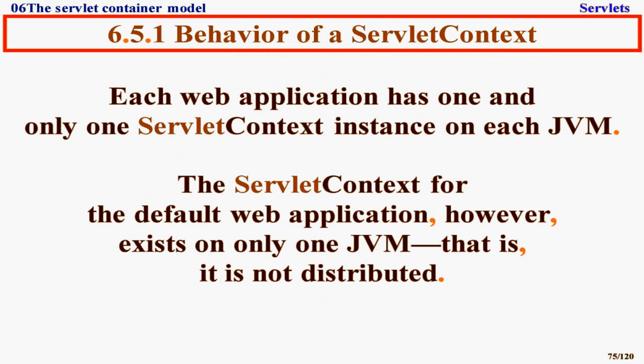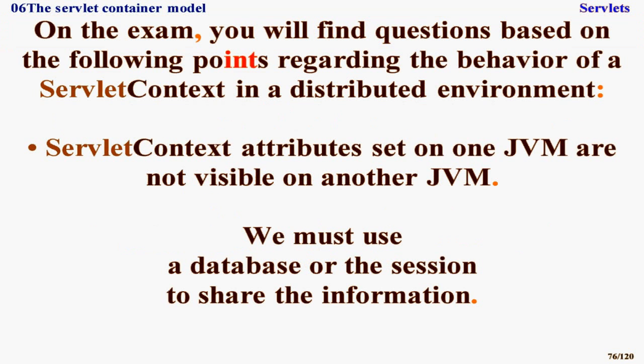6.5.1 Behavior of a servlet context. Each web application has one and only one servlet context instance on each JVM. The servlet context for the default web application, however, exists on only one JVM, that is, it is not distributed. On the exam, you will find questions based on the following points regarding the behavior of a servlet context in a distributed environment. Servlet context attributes set on one JVM are not visible on another JVM. We must use a database or the session to share the information.